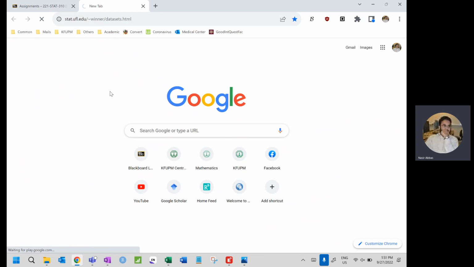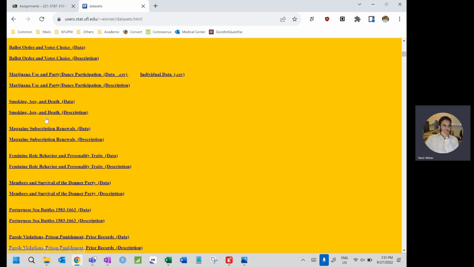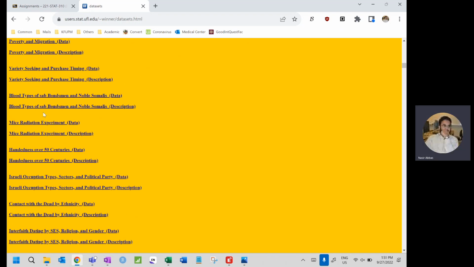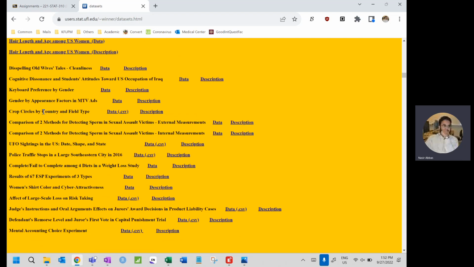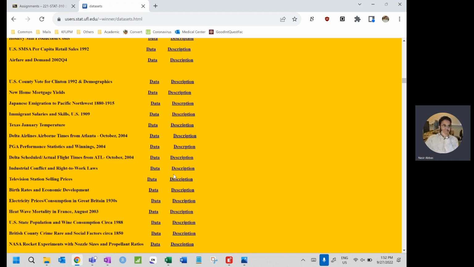Go to this website. On this website, you will find a number of data sets, with sections. Categorical data, we are not interested. We are interested in a section where we want the data for linear regression. You scroll down, you will see that section. Look here. The section is LR1A, only 1A. This is for linear regression, okay? You will see a number of data sets here. The data, the description, the data, description. Go find a data for yourself. Identify what is X, what is Y, and just run the regression and bring the results.